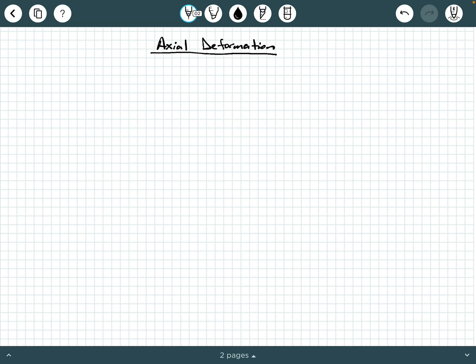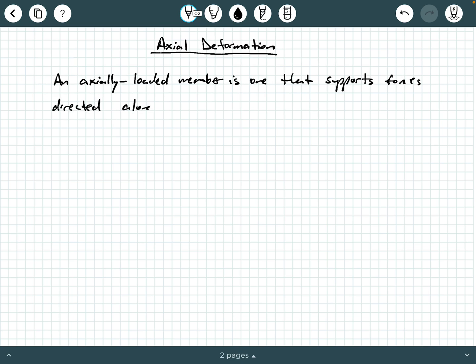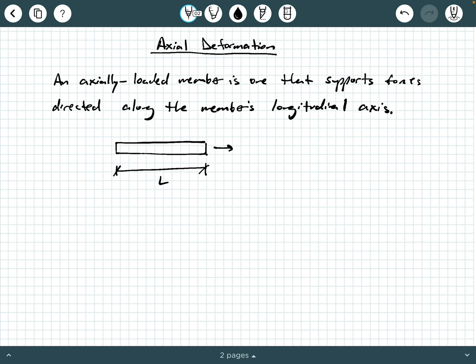If you recall from a mechanics of materials or structural analysis perspective, an axially loaded member is one that supports forces directed along the member's longitudinal axis. All right, so for example, if you have some type of member, a bar or a rod that has some length L, it would be considered axially loaded if it has forces F acting along its longitudinal axis, okay? So the forces are directed along the length of the member. That would be axially loaded, okay?